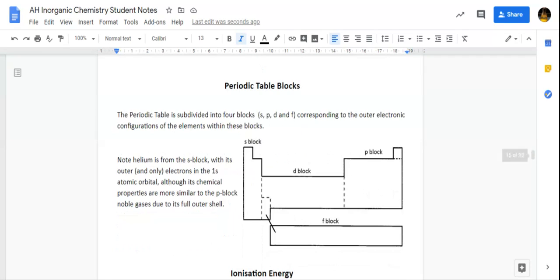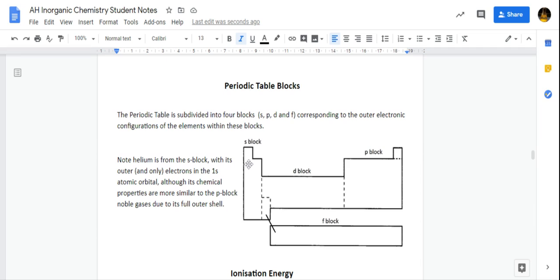We'll have a look at the blocks of the periodic table. Now it's divided into 4 blocks: the S, the P, the D, and the F. And it corresponds to the outer electron configurations of the elements within these blocks. For example, this here is called the S block, and you are filling s orbitals for the elements here.